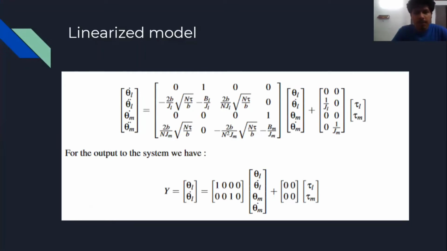And the outputs that we are getting from this are the load side angle and the motor side angle. And the inputs to this system are the load side external torque and the torque introduced by the motor.